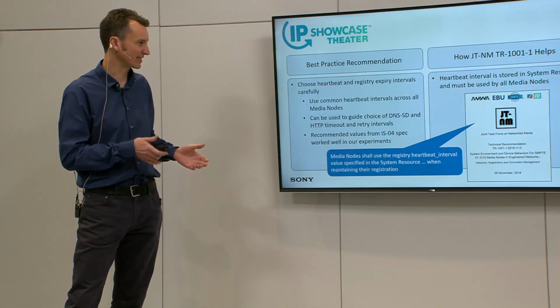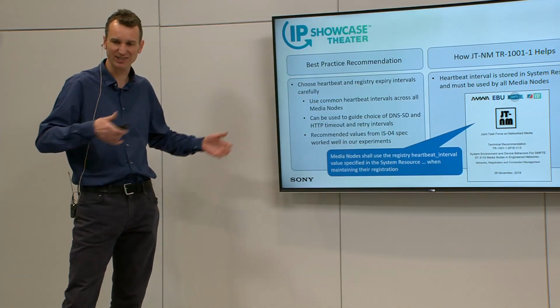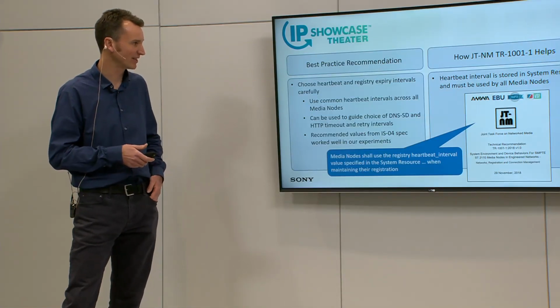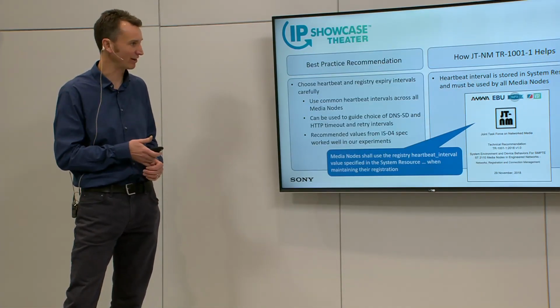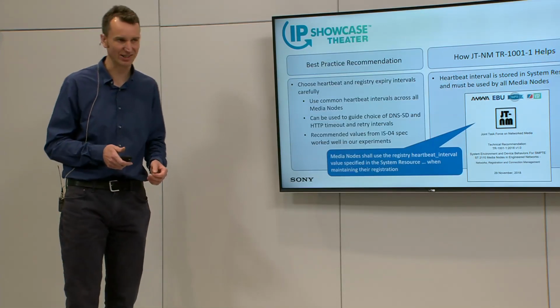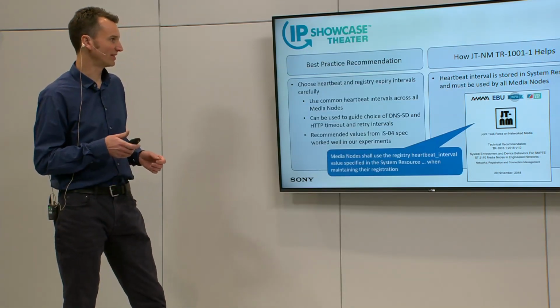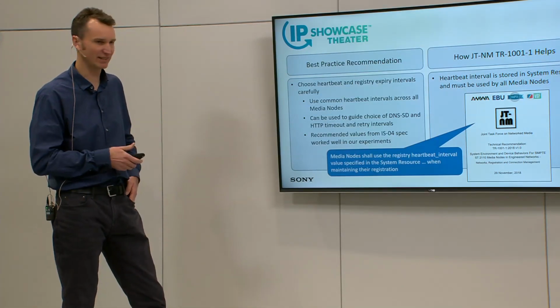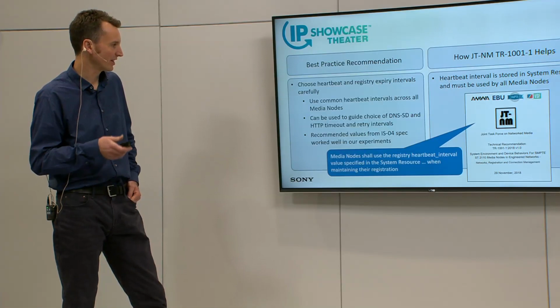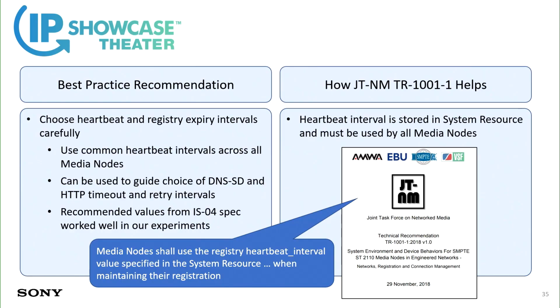Also, it's very important that we use the same heartbeat interval across all our media nodes. We don't want some of them heartbeating at different periods to others, because they've all got to match that registration expiry interval on the registry. So what we need to make sure is that they're all able to get that heartbeat interval from some common resource. Finally, the choice of the DNS SD and the HTTP timeout and retry intervals that I mentioned earlier, we found by reducing those to something similar to the heartbeat interval, 5 seconds, actually led to really good performance. So using the heartbeat for that as well is a good best practice recommendation.